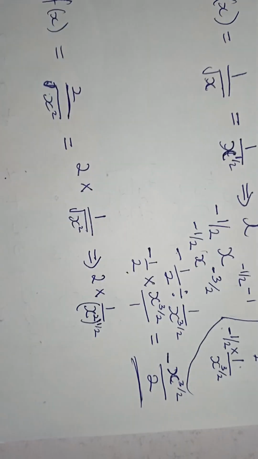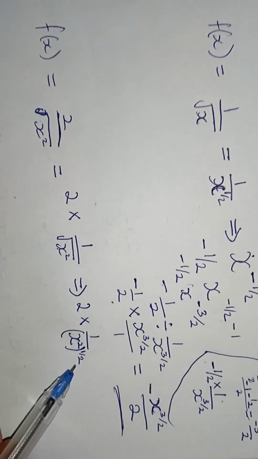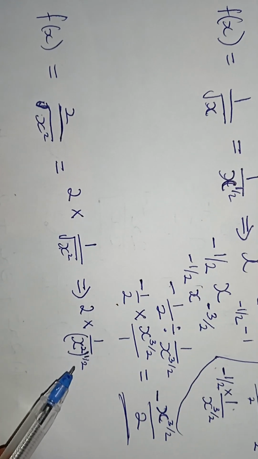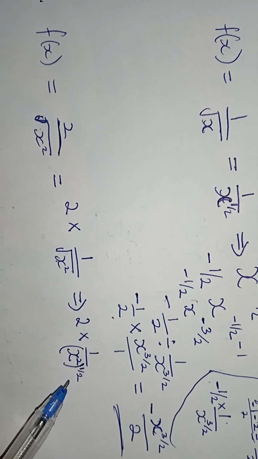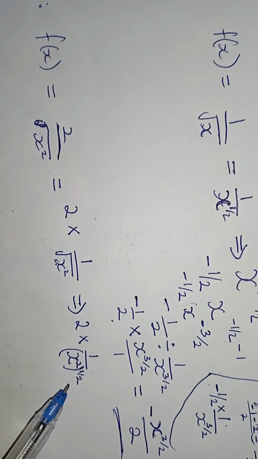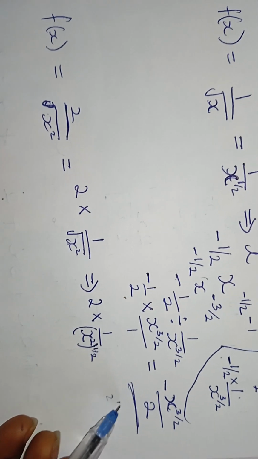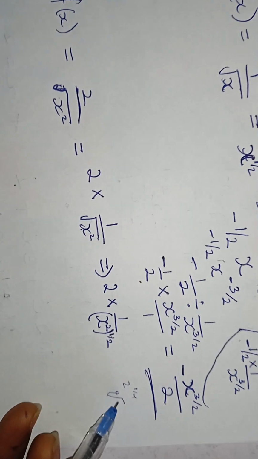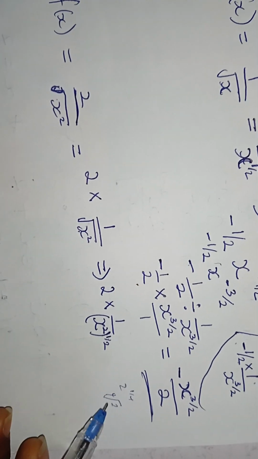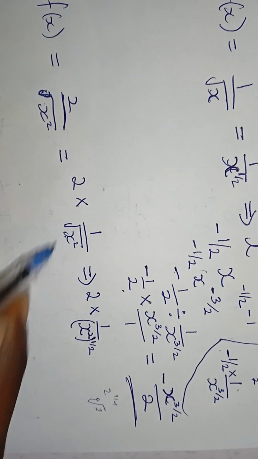This is the same thing as this. When something is raised to power 1 over 2, it means square root. When something is raised to power 1 over 3, it means cube root. When something is raised to power 1 over 4, it means fourth root. That is the fourth root. So if you know this and this, they are the same.